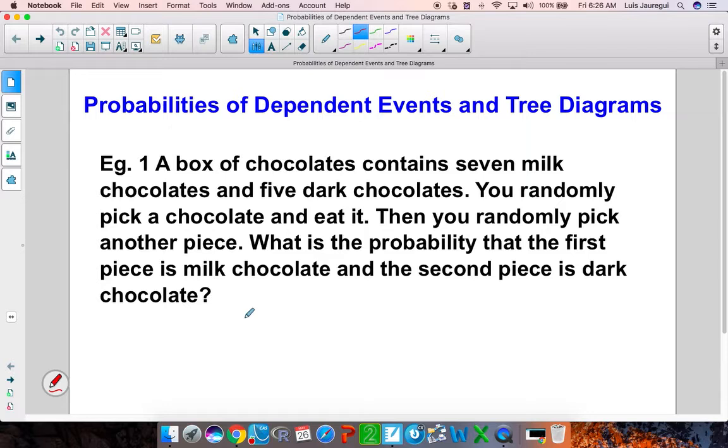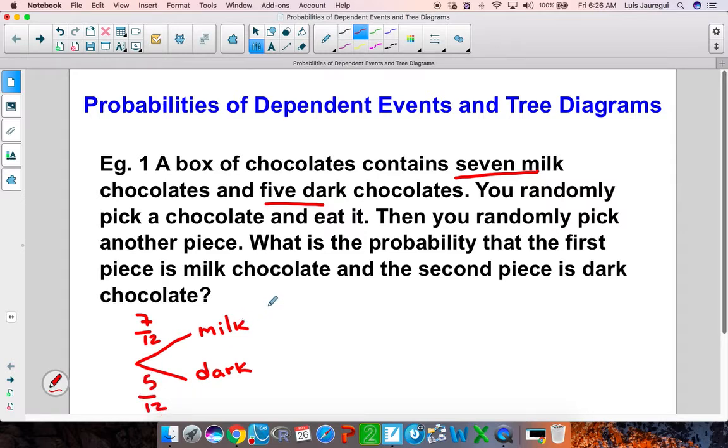Okay, to solve this type of problem, we can always use tree diagrams. So let me list my first outcomes, or the outcomes for the first chocolate. I have milk chocolate, and I also have dark chocolate. Now notice that since we have 7 milk chocolates and 5 dark chocolates, our sample size is 12, 7 plus 5. But when it comes to the probability of getting milk chocolate, it's 7 out of 12. And for the probability of getting dark chocolate, it will be 5 out of 12.